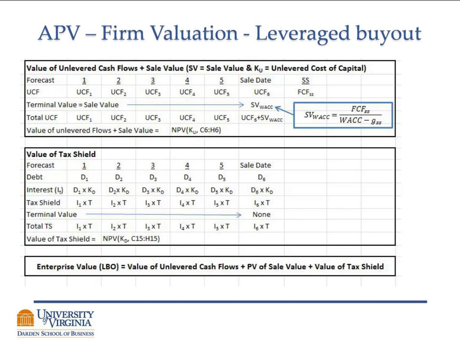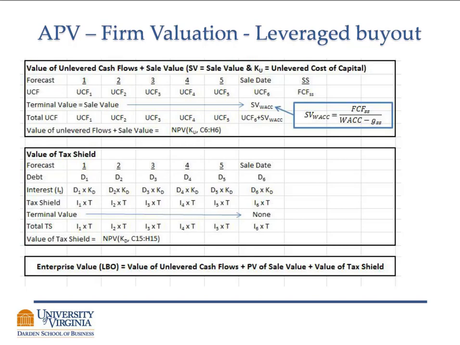Here we have the unlevered cash flows. To calculate the sale value, we need the steady state free cash flow. We discount the unlevered cash flows using the unlevered cost of capital. We calculate the sale value using the steady state free cash flow, the WACC, and the steady state growth rate. The sale value also gets discounted at the unlevered cost of capital.